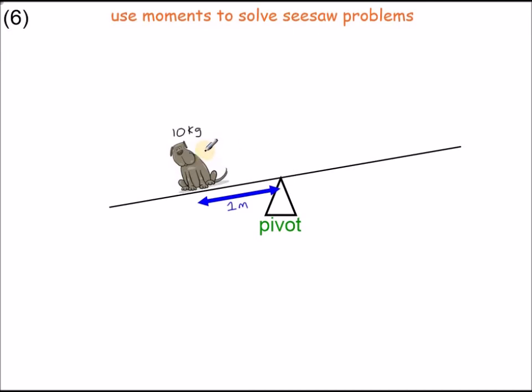So I have a dog with mass 10 kilograms, and on the opposite side of the seesaw I'm going to place a cat. Now I want the seesaw to completely balance, so this will be a problem that can be solved using moments. So I need to work out the distance I need to place the cat from the pivot to make the seesaw balance, to make the clockwise and anti-clockwise moments balance so they are equal to each other.